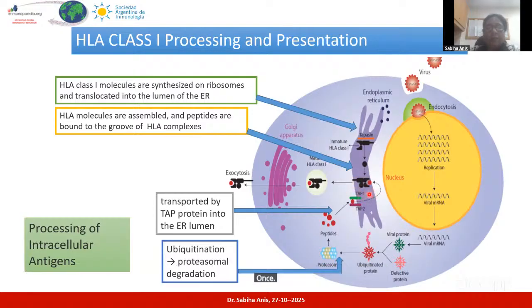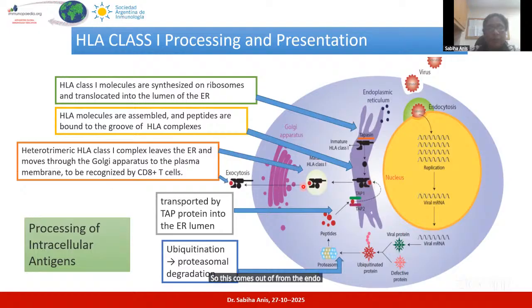Once the peptide sits in the peptide groove, it becomes a heterotrimeric molecule, and now it is stable enough to move on. So it comes out of the endoplasmic reticulum, passes through the Golgi apparatus, and then is expressed on the plasma membrane to be recognized by the CD8 positive T cells.